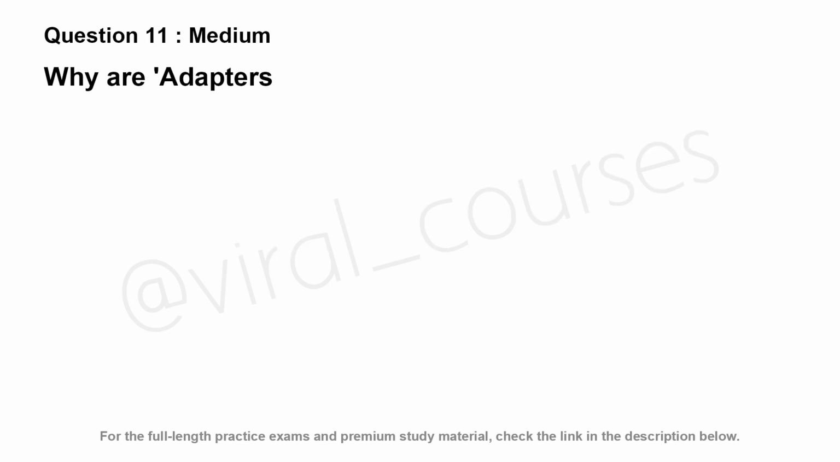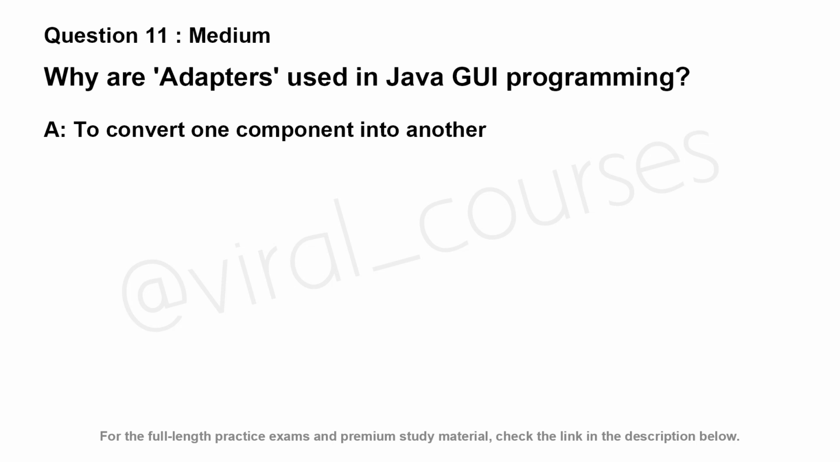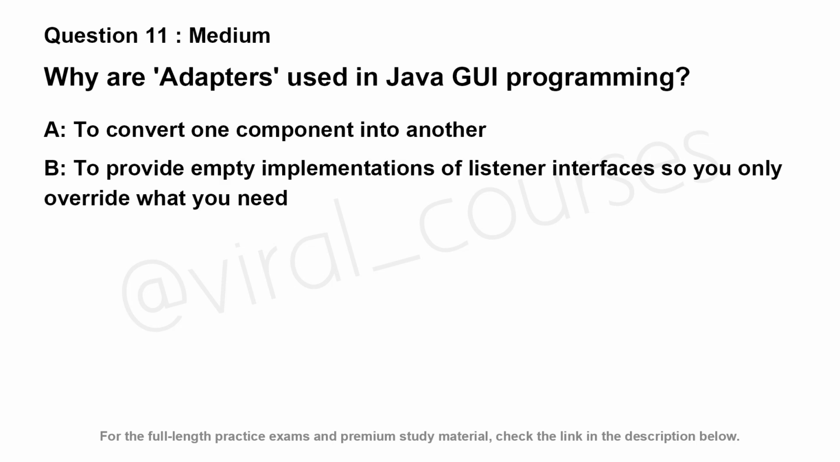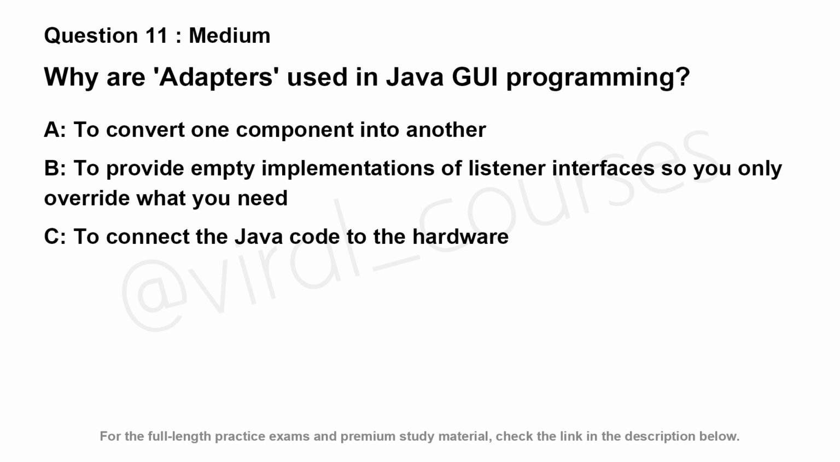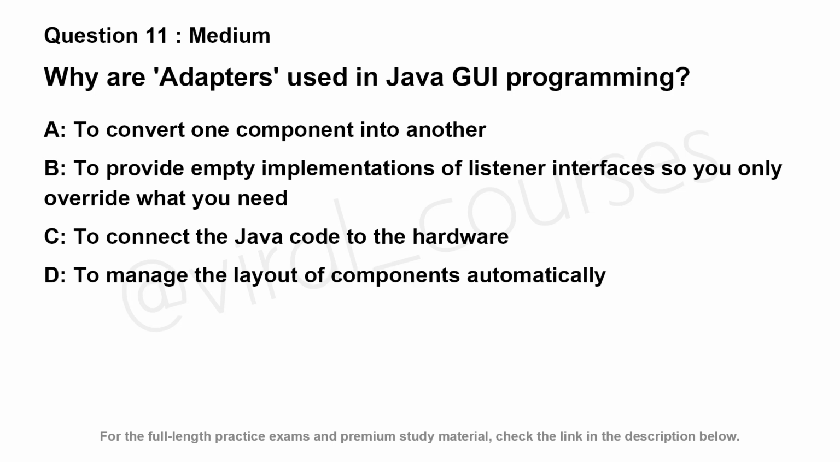What are adapters used for in Java GUI programming? Option A, to convert one component into another. Option B, to provide empty implementations of listener interfaces so you only override what you need. Option C, to connect the Java code to the hardware. Option D, to manage the layout of components automatically.